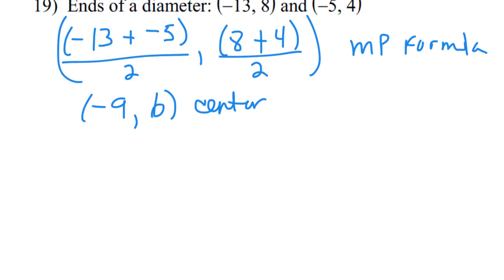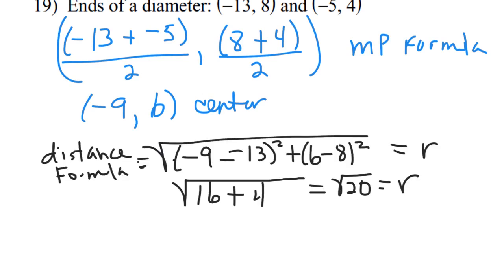Now we need to find the radius, and that's where we're going to use the distance formula. So now you can use the distance formula between your 2 endpoints and then divide by 2 to get the radius, or you can use your center point that you have found and use that with one of the endpoints of the diameter and find your radius.